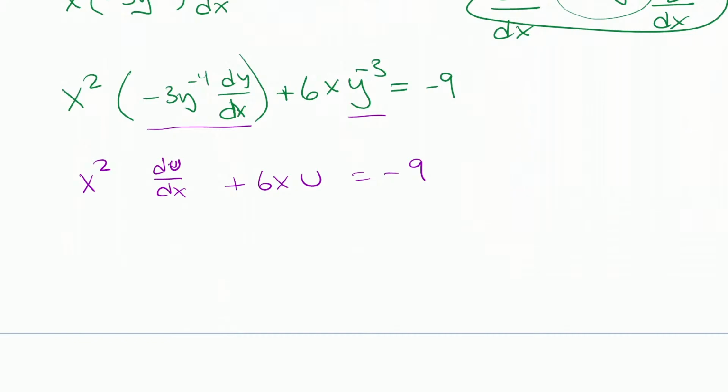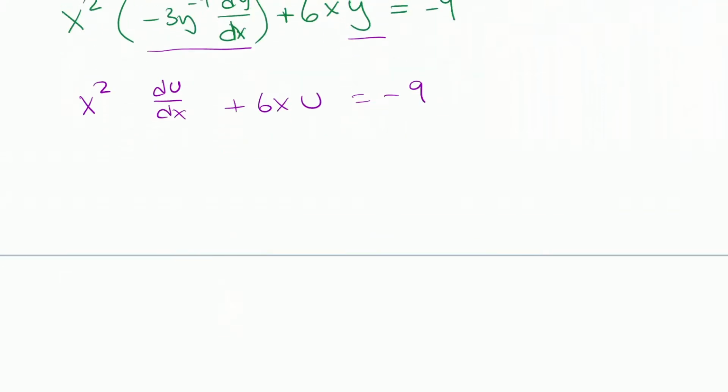Now the rest of this, this is a nice linear differential equation, although on the exam, I noticed some of you still don't know how to do these, so let's work through it. To do a linear differential equation properly, you first of all have to get your du over dx all by itself. So I'm going to divide everything by x squared. When you do that, the 6x cancels with the x squared. So I've divided everything by x squared.